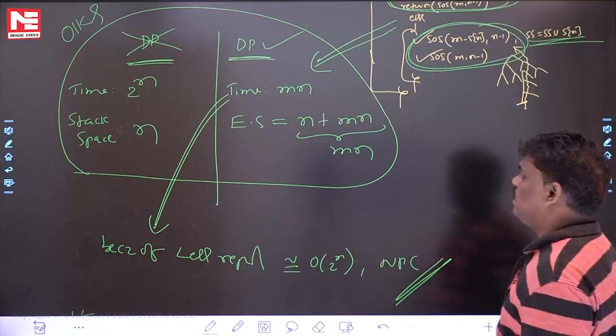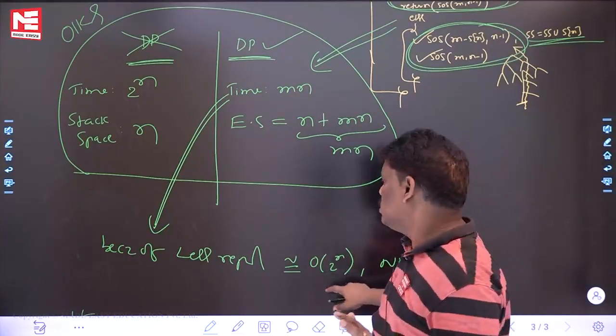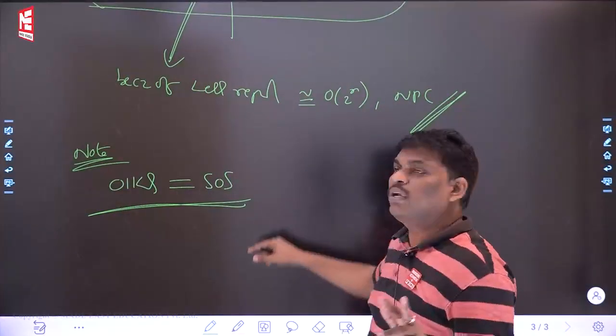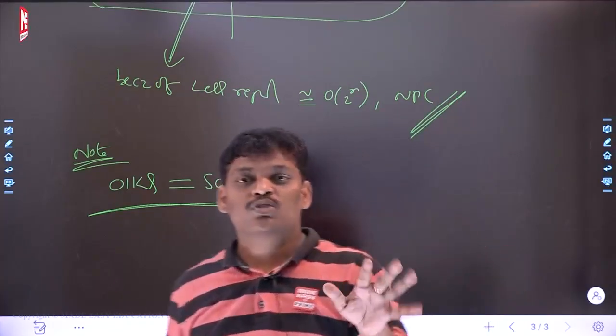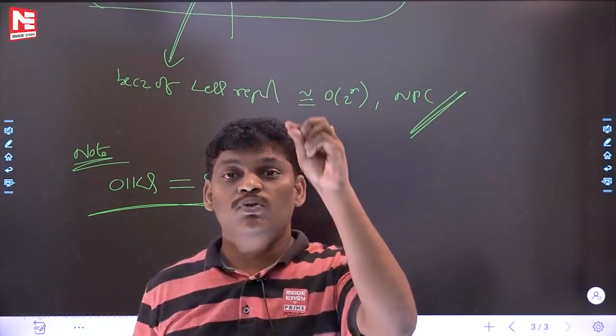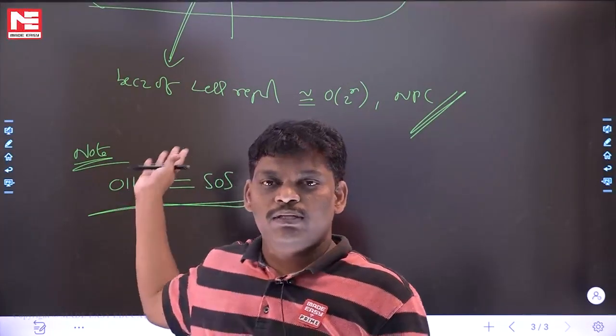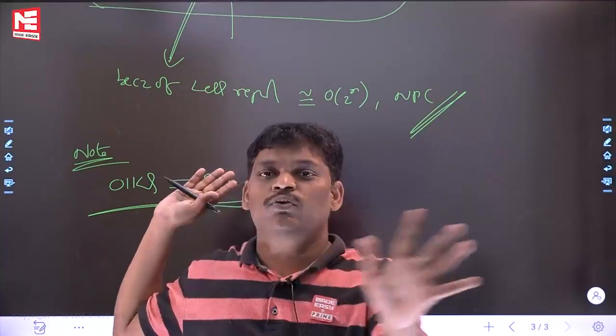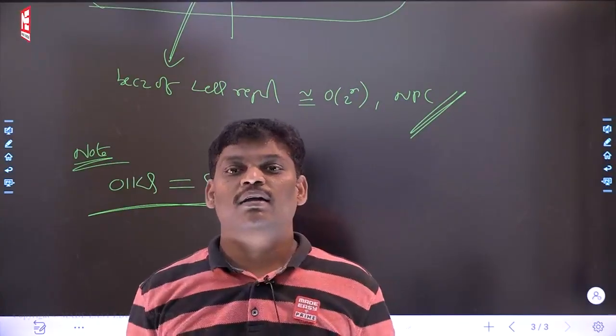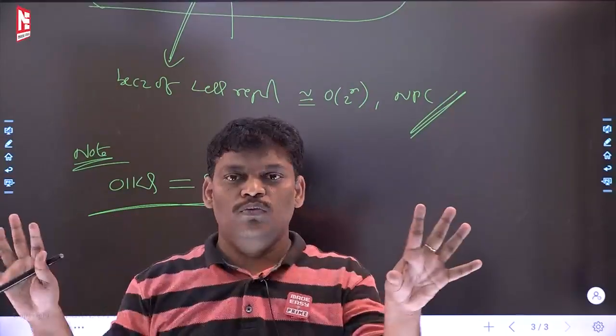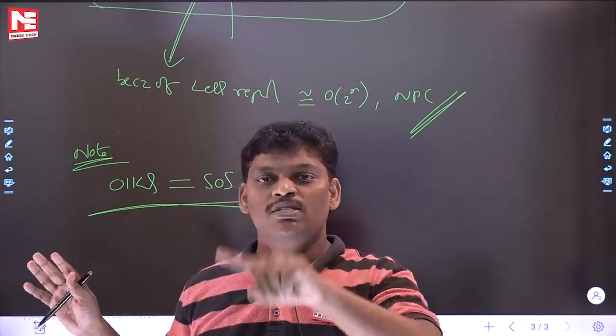So it is also NP-complete. Final conclusion: 0/1 knapsack is equal to sum of subsets. Actually, listen, I don't want to say this application, the sum of subsets problem, to you. If I don't say, you may think that I left a complex one. No. 0/1 knapsack and sum of subsets are the same.